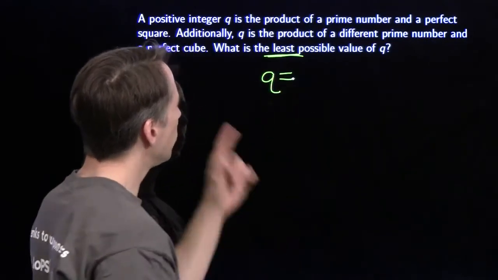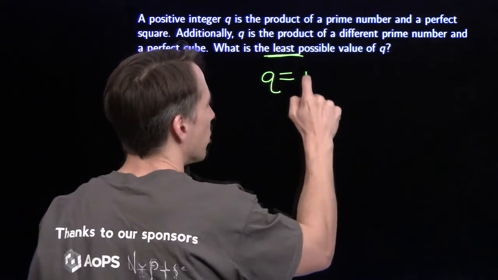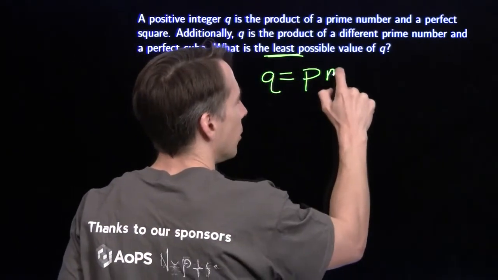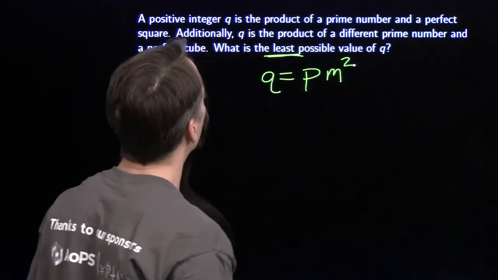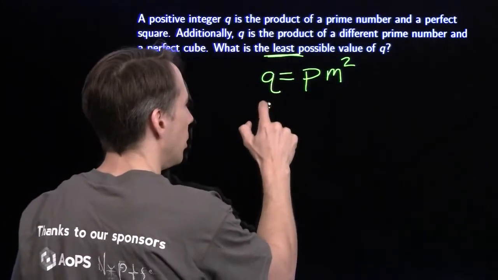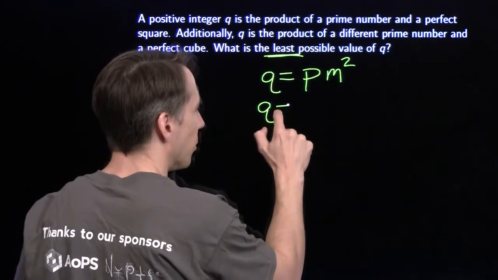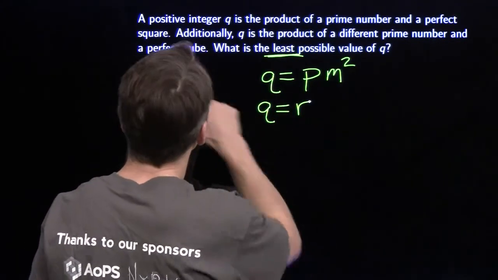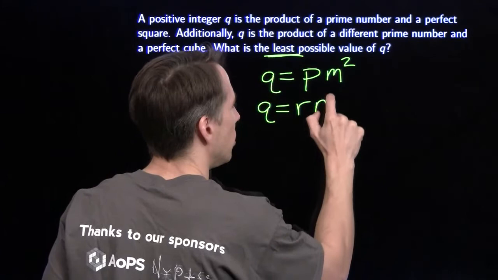So first, Q is the product of a prime number, let's say P is a prime, and a perfect square. So P times M squared. And we're also told it's the product of a different prime number. Well, I can't use Q for that different prime number because I'm already using Q. I'm going to use R. And then times a perfect cube.